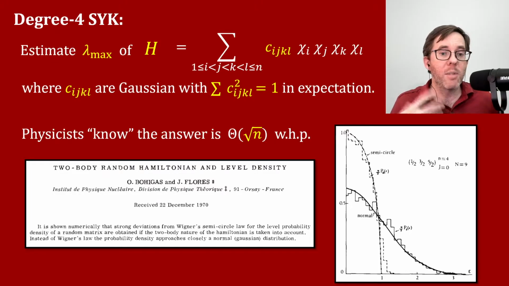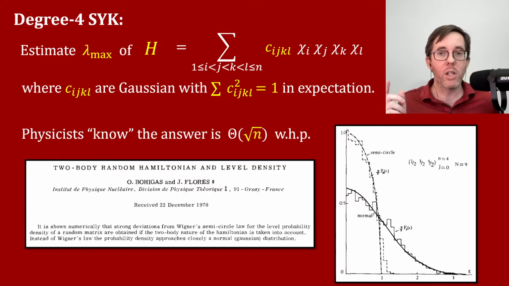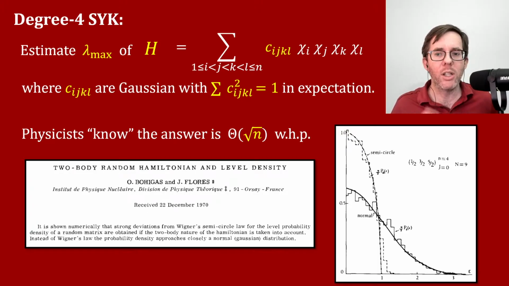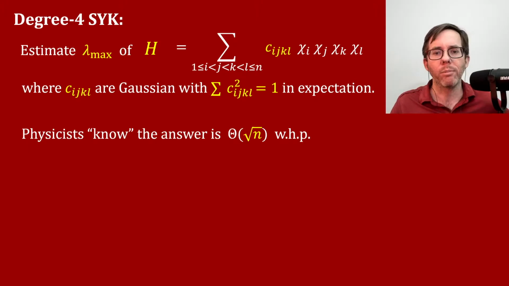Now, since H has dimension 2 to the n over 2 and it has 2 to the n over 2 eigenvalues, if it really were Gaussian, we would expect the maximum eigenvalue to be around the square root of the log of 2 to the n over 2, in other words, order square root n. Now, actually, in the last 10 years, physicists have refined their prediction and don't believe the eigenvalue distribution is exactly Gaussian, but it's a reasonable first approximation. Now, unfortunately, not much of the very refined physics prediction has been rigorously proven.